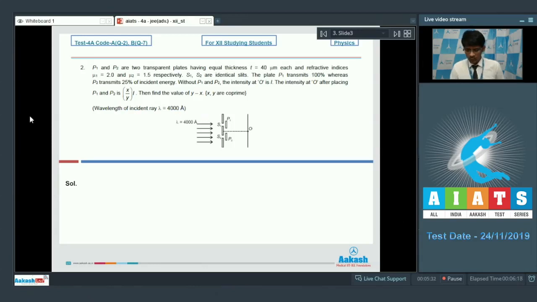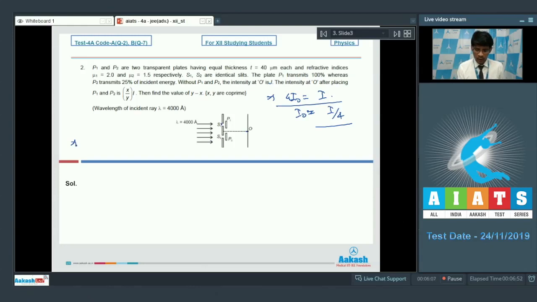If I assume the initial individual intensities at these 2 points being I naught, then here I shall have the maximum intensity of 4 I naught, and that is actually given as I. So if I need the value of I naught, it must be I by 4. This is the intensity at the central point initially. Now P1 transmits 100% of the energy and P2 transmits only 25% of the energy.